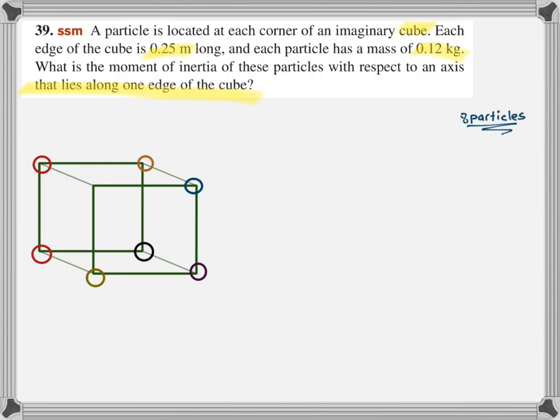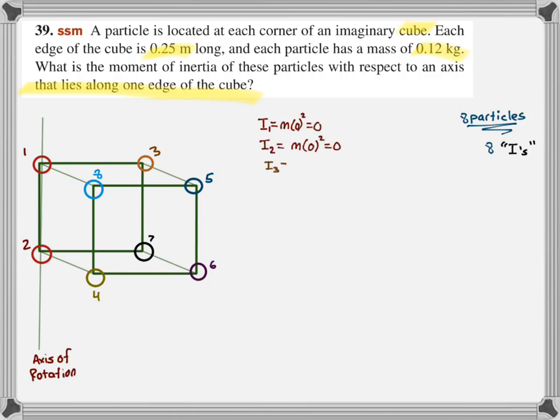Okay, so we have our cube, and we have 8 different points, each on one corner of the cube, so we have 8 particles, which also means that we have 8 different moments of inertia. So here we label them. In order to find the total inertia, we need to find the moment of inertia for each and every one of these particles.